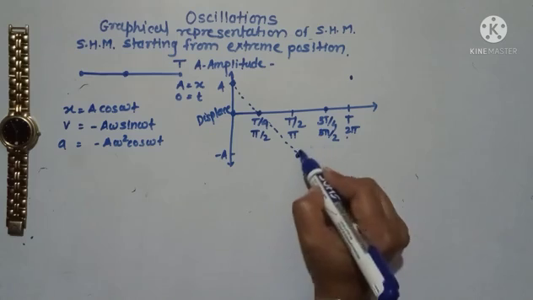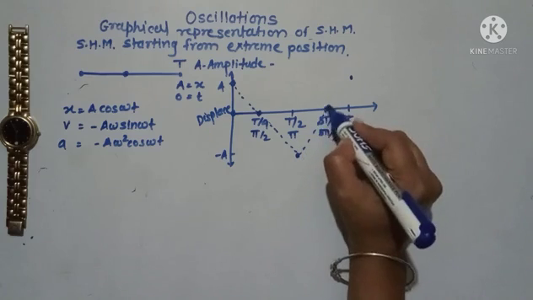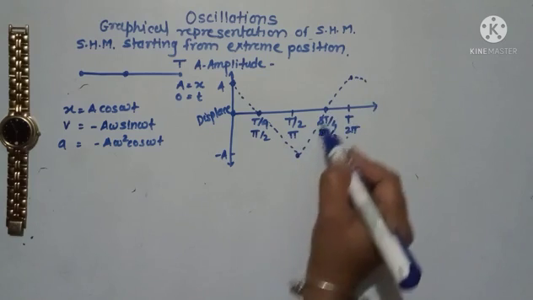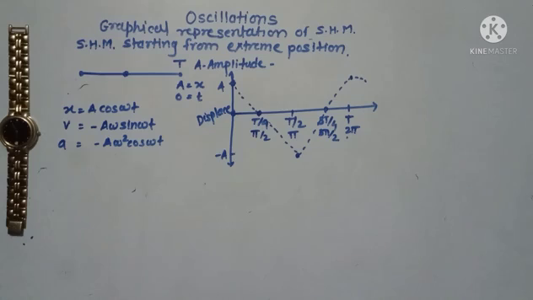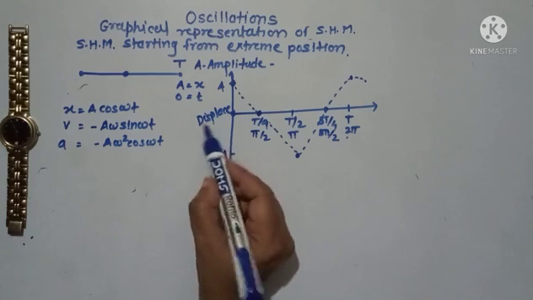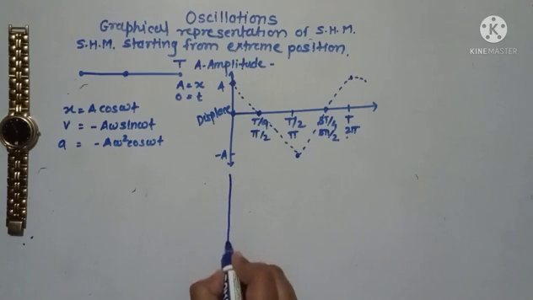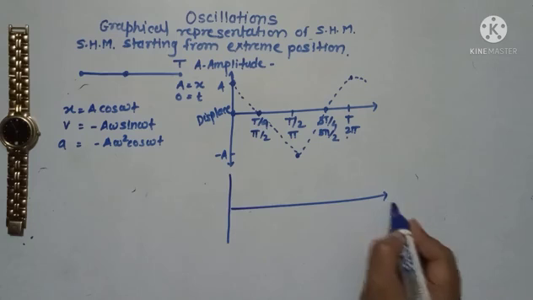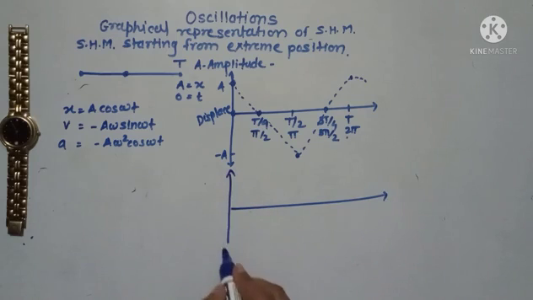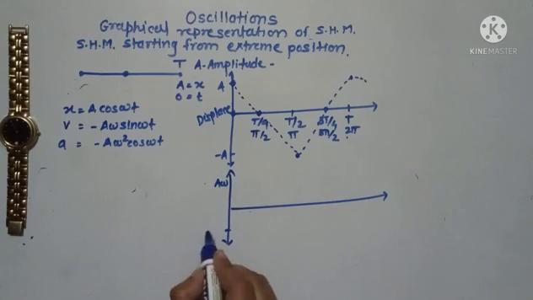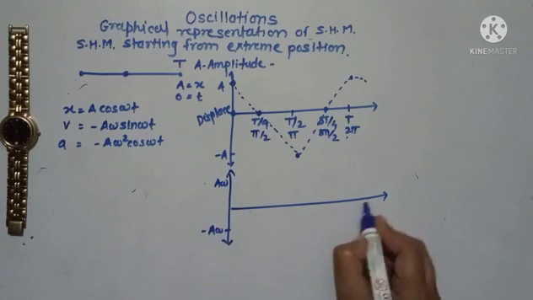So this will be the graphical representation of the displacement vector, and it will repeat once again as it is. Okay, so this is the displacement vector for the S.H.M starting from the extreme position. We can also draw the velocity vector. So the velocity vector is changing from a omega to minus a omega.